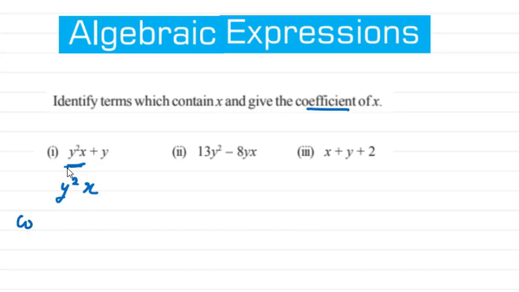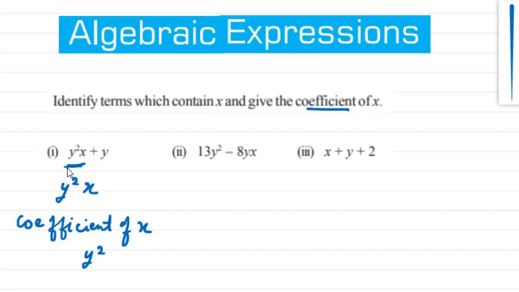So here the coefficient of x is, so other than x, whatever is there will be the coefficient of x. So here the coefficient of x will be y square. Now let's move to the next one.